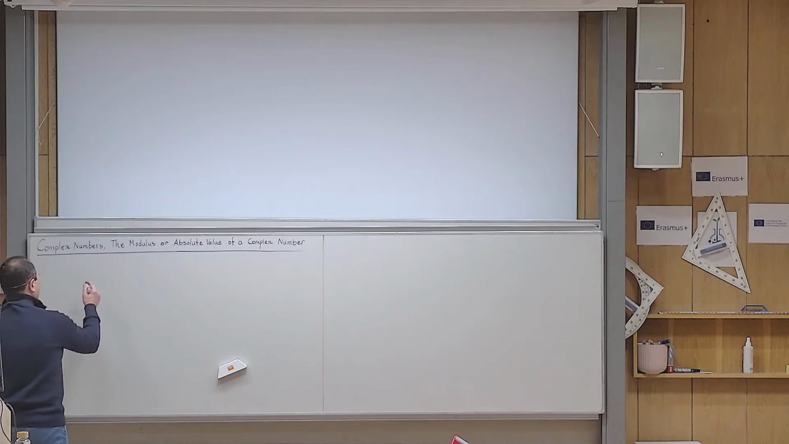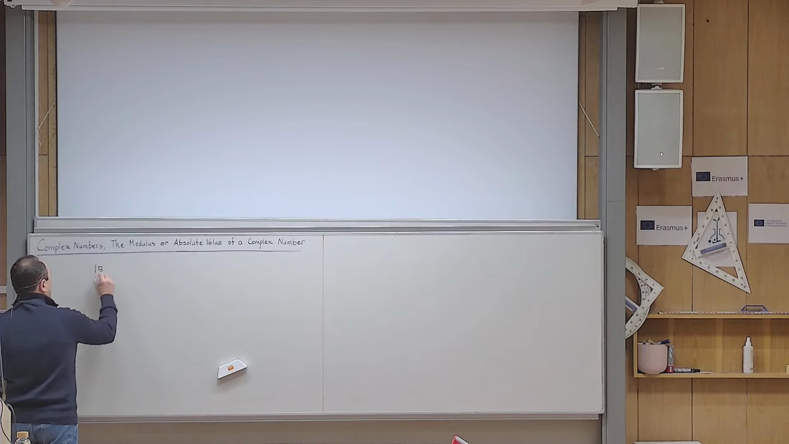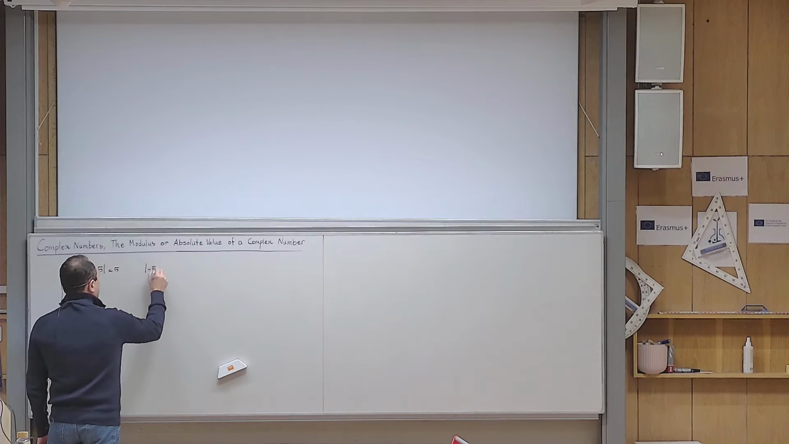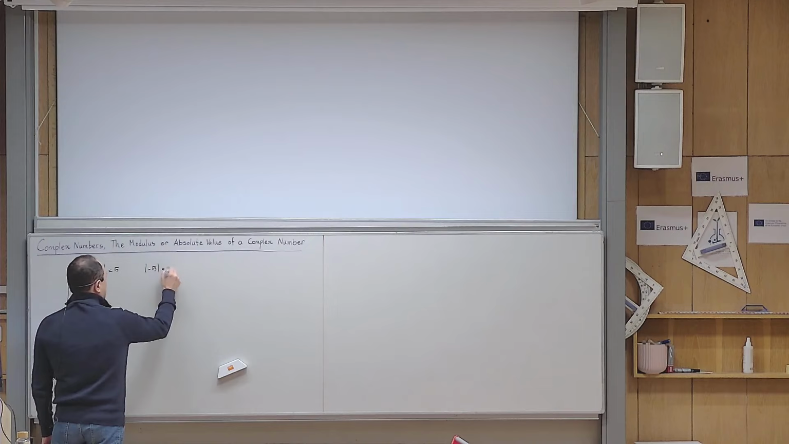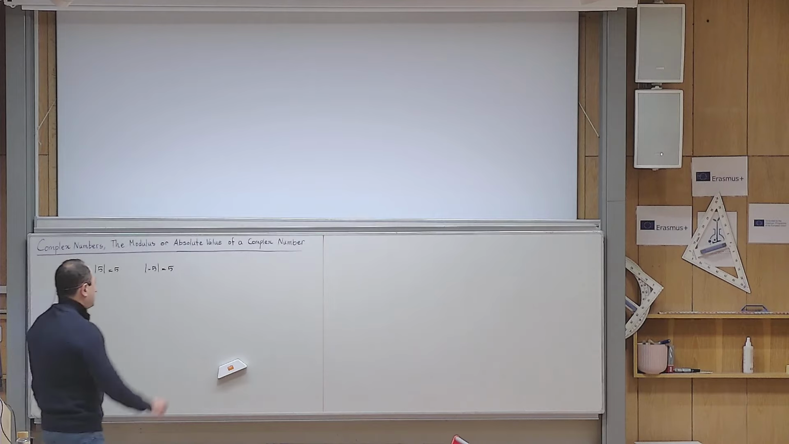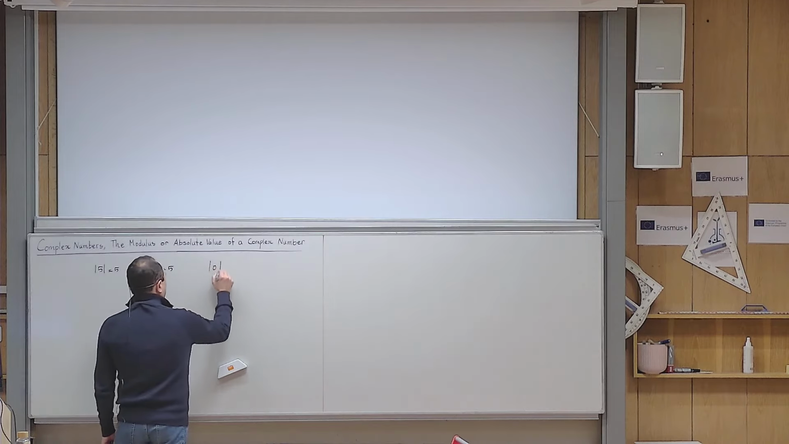For example, if I have 5, if I ask you what is the absolute value of 5, the answer is 5. Yes. And even if I ask you what's the absolute value of -5, the answer is still 5. So that's the magnitude of the number. And then, of course, you already know that the absolute value of 0 is also 0.